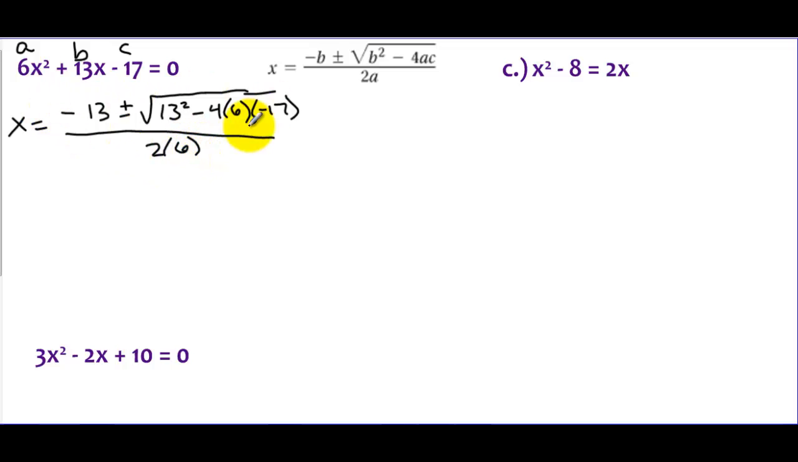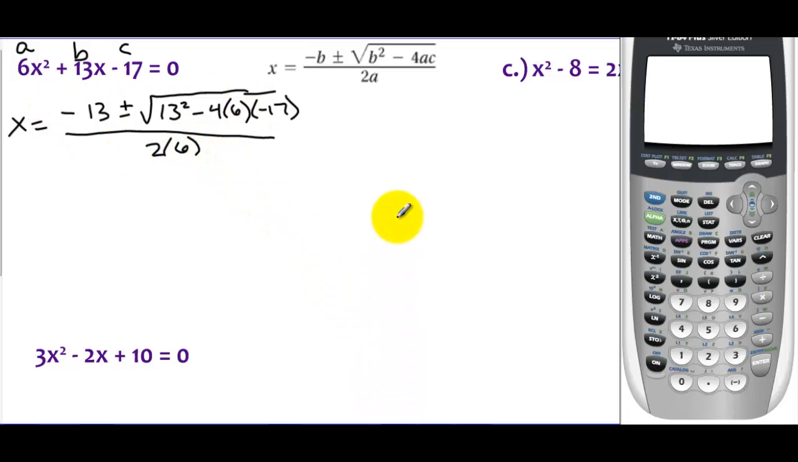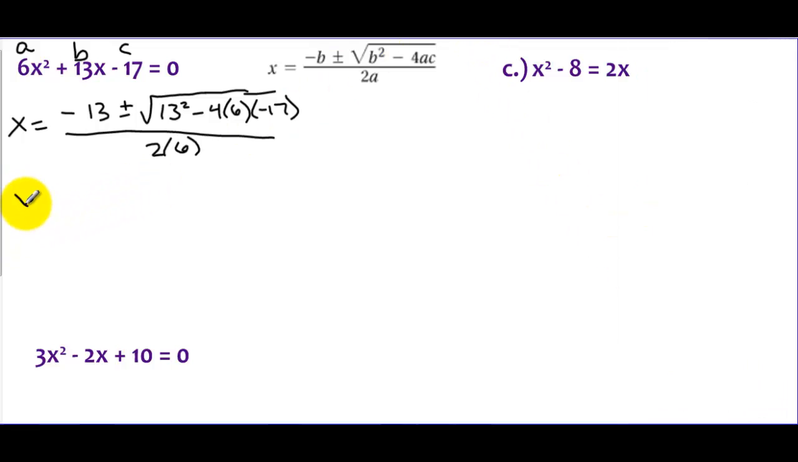Okay? So now again, big simplify step. I'm going to go to the calculator and let it do its thing. 13 squared minus 4 times 6 times negative 17. Okay? We get a pretty big number here. This one comes out to be 577. So I'm going to do my simplifying. X is equal to negative 13 plus or minus square root of 577. But again, simplify the bottom here. We have 2 times 6, so I can say that turns into 12.